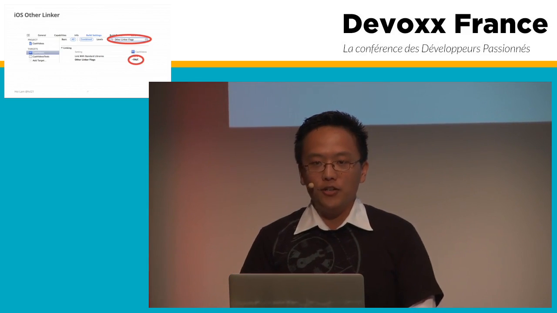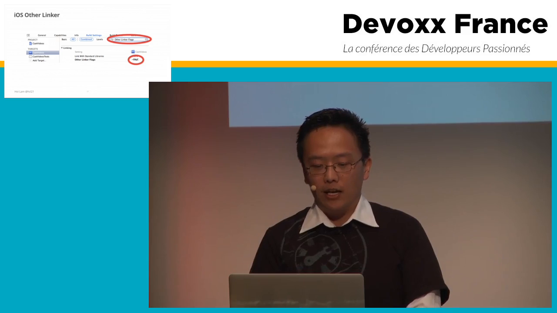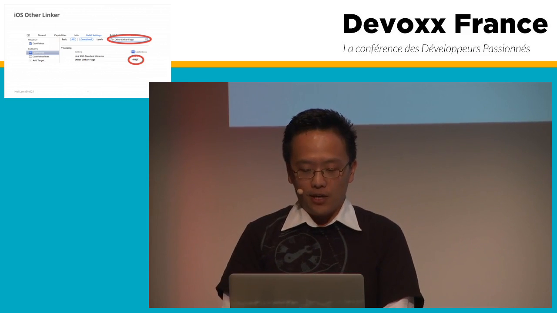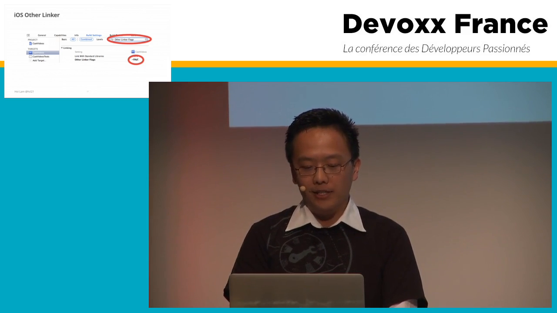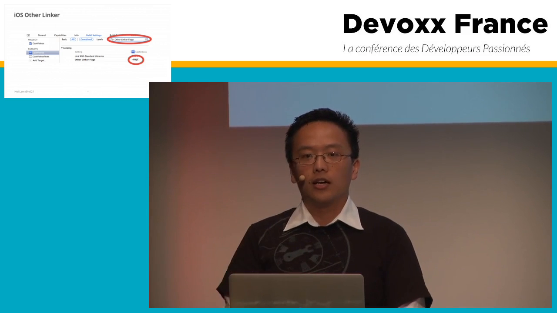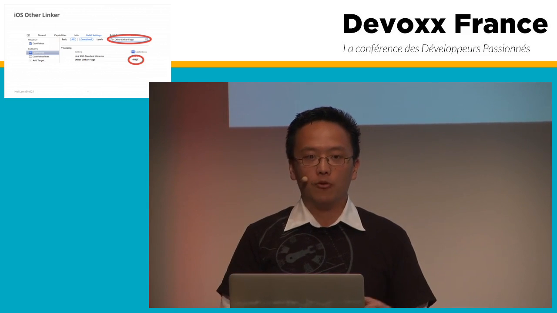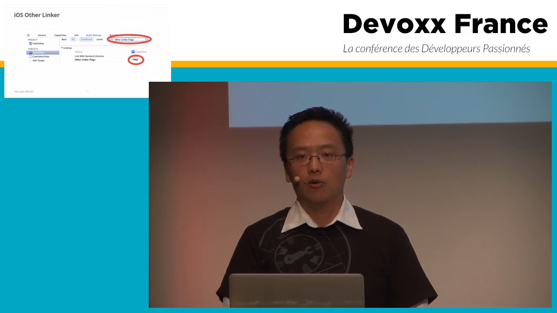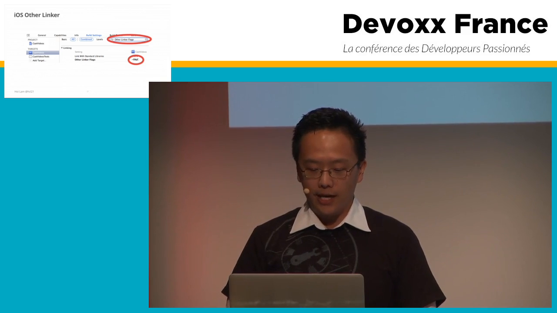Next, if you're using iOS, then there is one setting that you need to make within Xcode. It's called Other Linker Flags, and you need to set it to -ObjC, and that will enable us to compile with the Google Cast SDK.